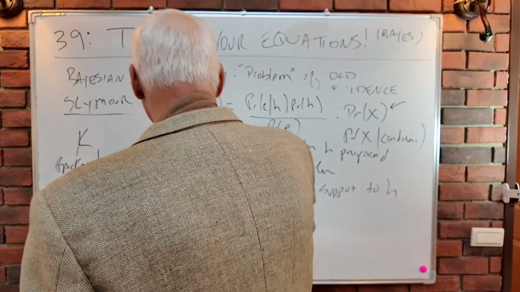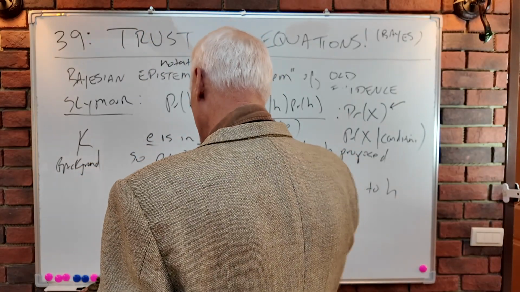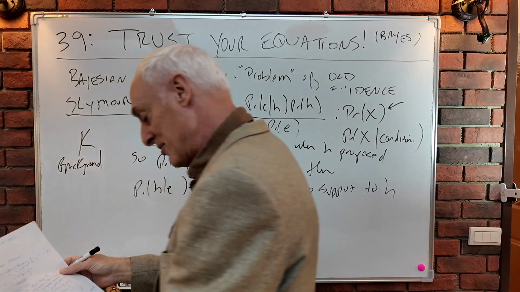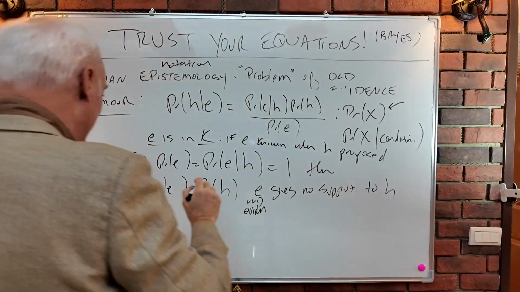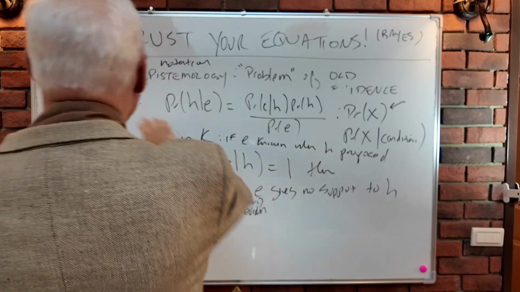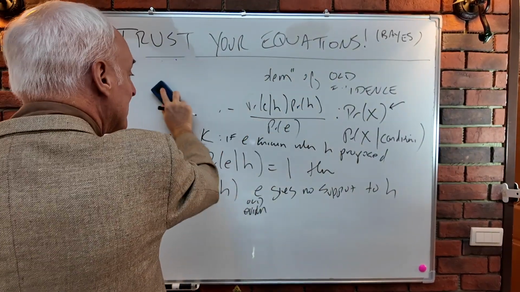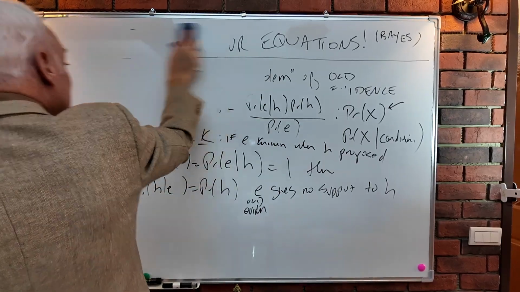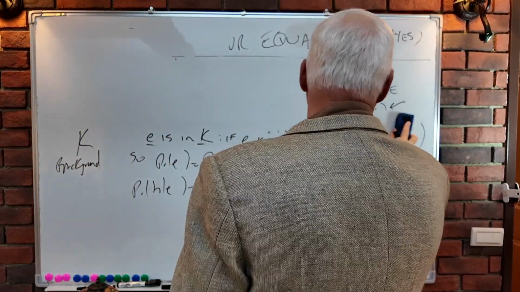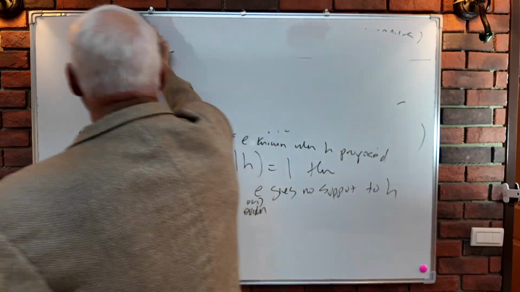First of all, E is in K, and K is part of the background knowledge. So let me just write it out for you like this. In other words, okay, I'm going to erase all this up here. So we keep all this. Well, I erased Bayes' theorem there, but it doesn't matter. We all memorized Bayes' theorem a long time ago, didn't we?